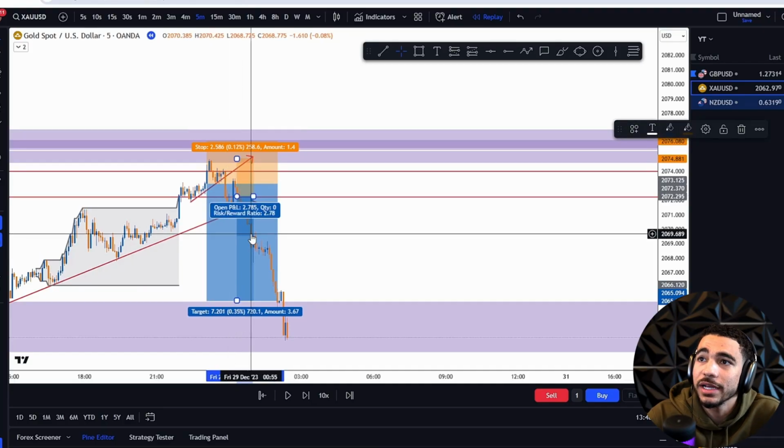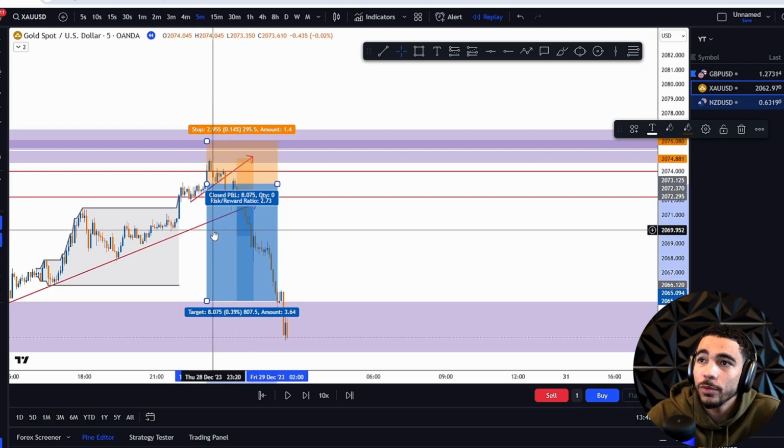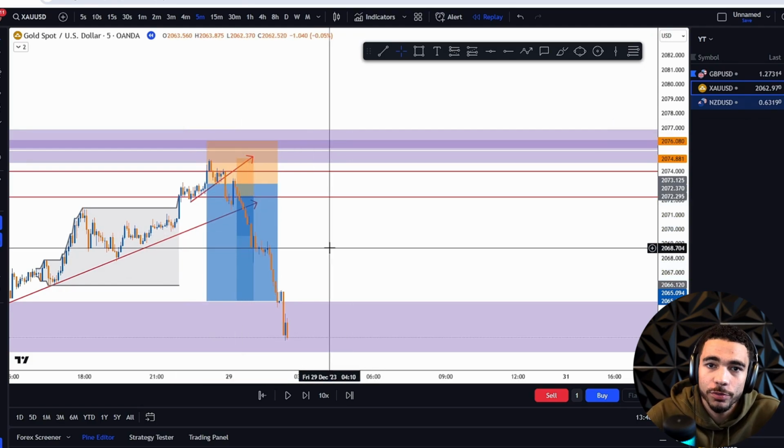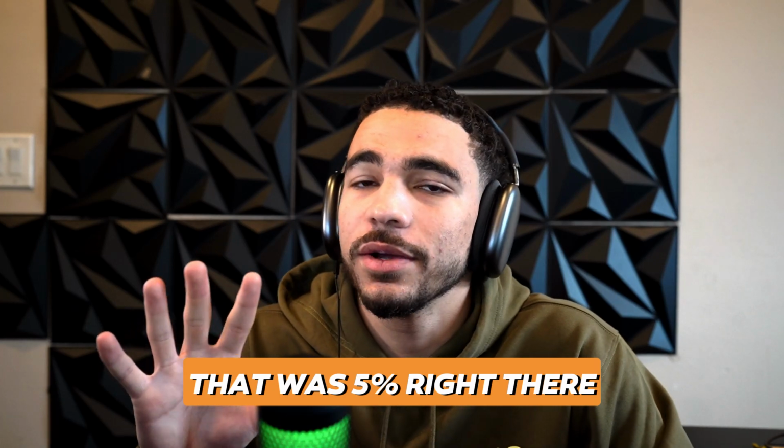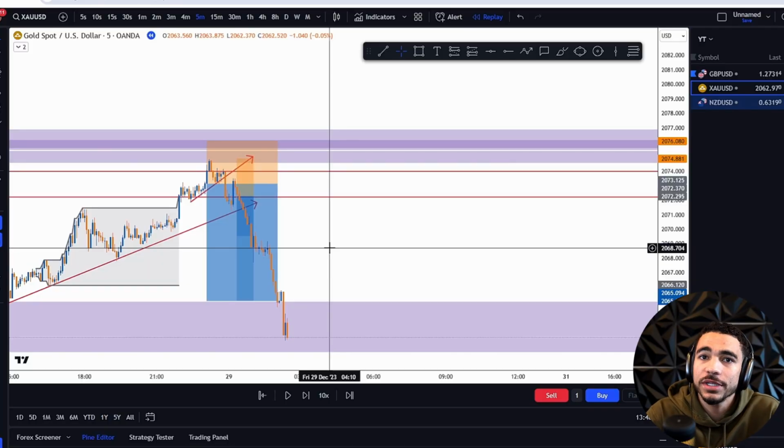I was in 2% on each one of these trades. And as you guys can see, we went 1 to 3 and 1 to 3 essentially on both of them, right? So 1 to 2.5 on both. That was 5% right there, but we were 4% risked.